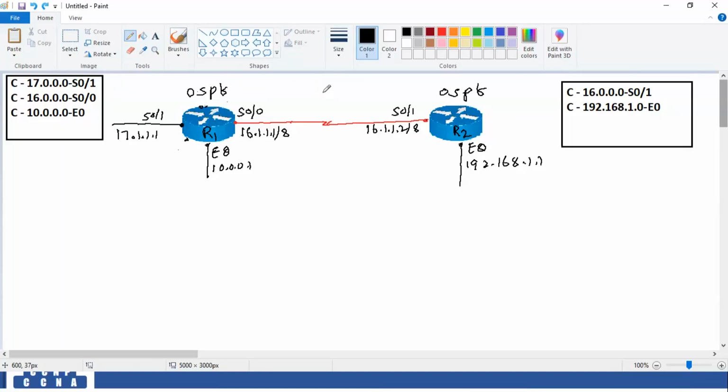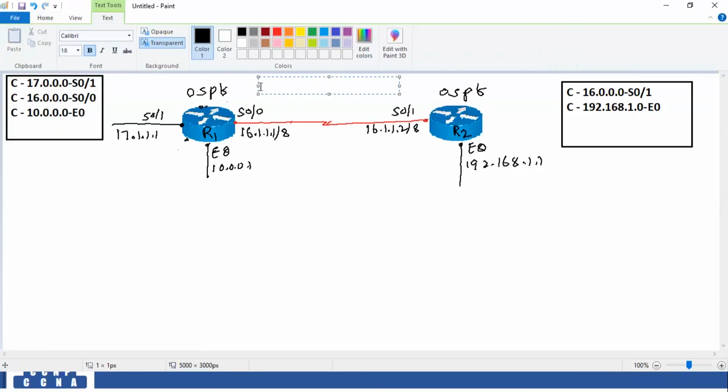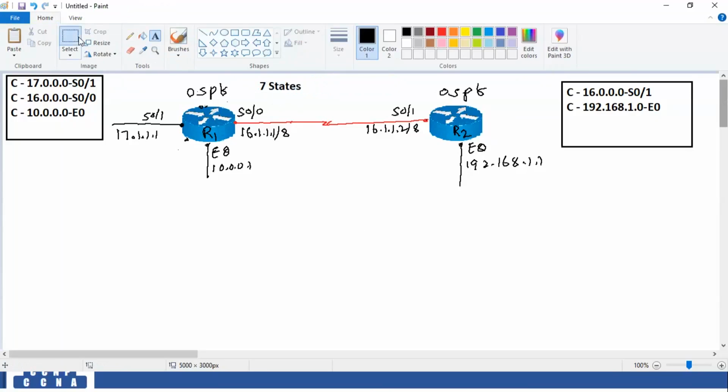So these are OSPF 7 states. The first state, neighbor is not established. R1, R2 are not neighbors. We call it down state, on both sides. Down state. This is the first state.